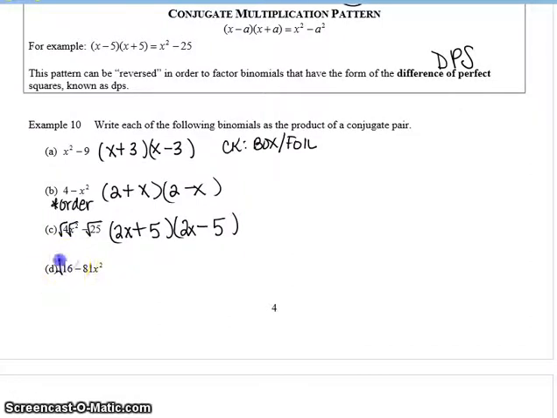All right. This one. Two sets of parentheses. One's plus, one's minus. Square root of 16 is 4. Square root of 81 is 9. And then square root of x squared is x. So I have 4 plus 9x and 4 minus 9x.